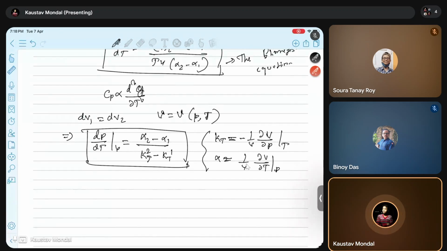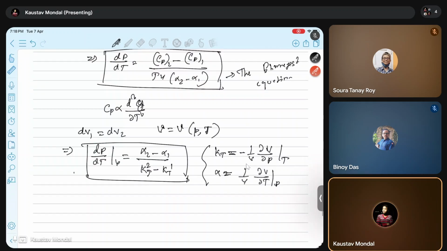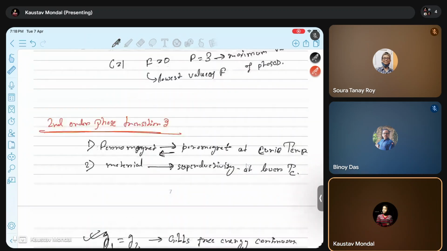As you can see, this alpha and kT are also first derivatives of volume. That means the second derivative of Gibbs free energy. So these quantities will also show up in the PT diagram or PV diagram. It will show some kind of discontinuity during the phase transition in the case of a second order phase transition. From the discontinuity, you can easily calculate the slope dP/dT for the phase diagram.